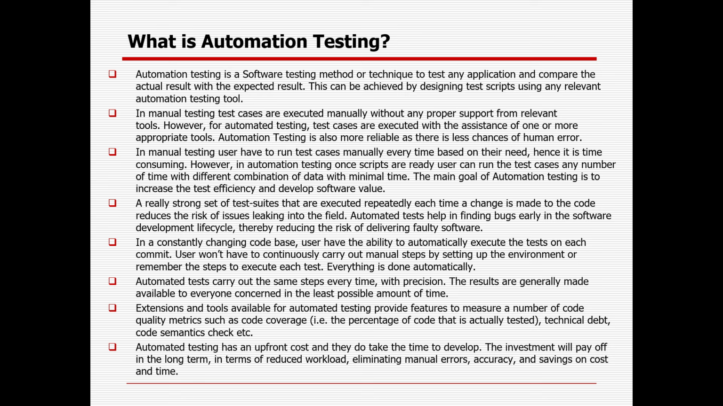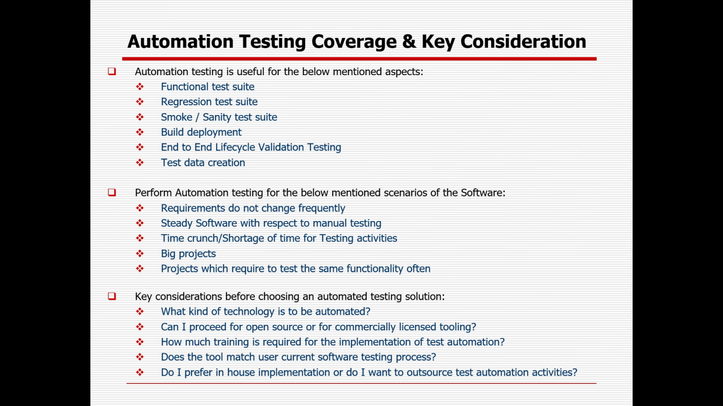We need to first calculate the ROI before starting our journey, do a POC, then we can go. We need to automate something which is really giving real-time benefit, right? We should first automate the smoke suite, sanity suite, build verification tests, then you can go to the other ones. Before automation testing is started, we need to make sure that the application is stable and the requirement is stable, and then you can create the automation.